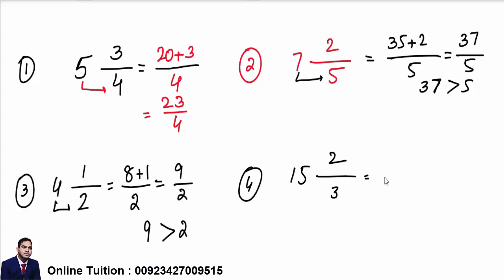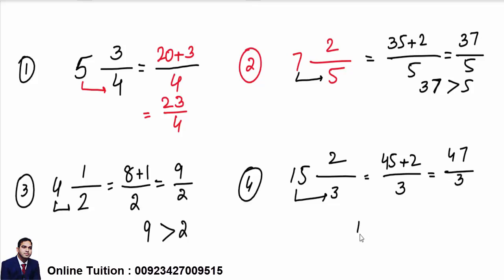So the last question is: write 3 over here. Multiply this 15 with this 3. 15 3s are 45. Add 2, plus 2. Okay, this is 47 over 3.